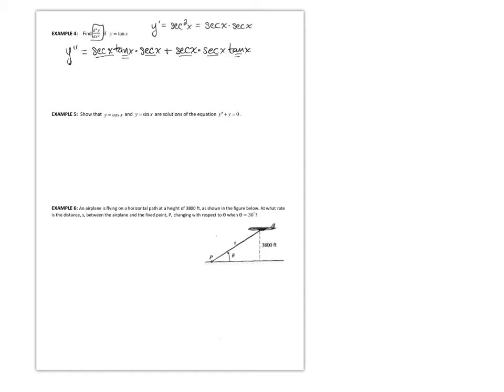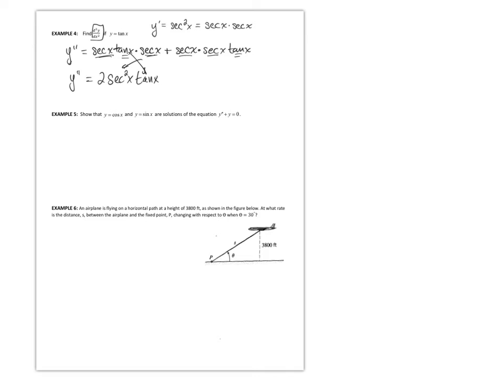So I guess I would just clean that up and say y double prime is 2 secant squared times a tangent. Secant times secant is secant squared with a tangent in there, and then of course we've got two of the same terms. And I just call that a day. I'd wrap it up with that. But again, there's no shortcut for getting a second derivative. You have to get the first derivative and take the derivative of that.